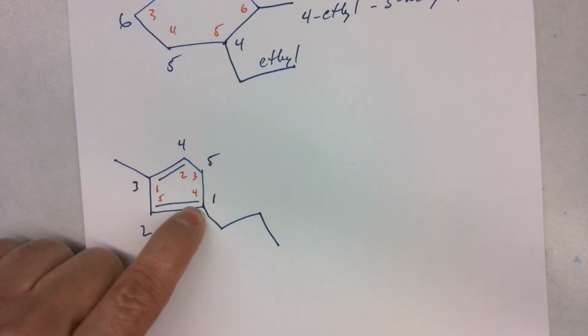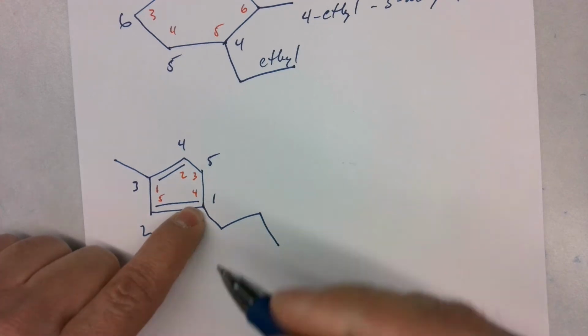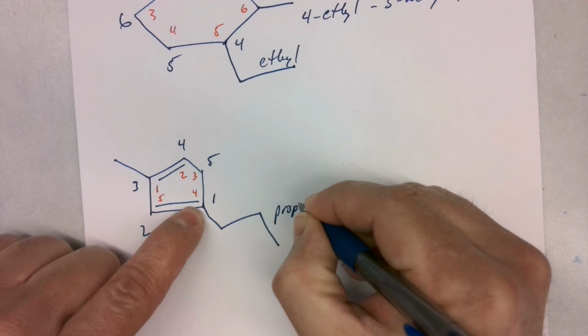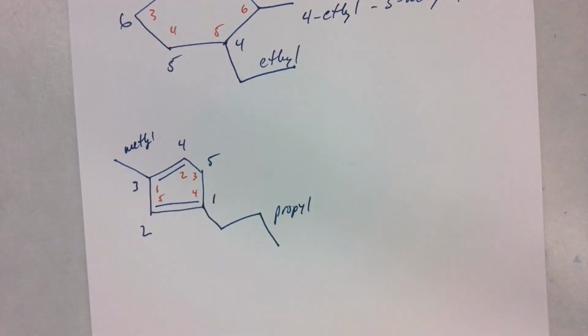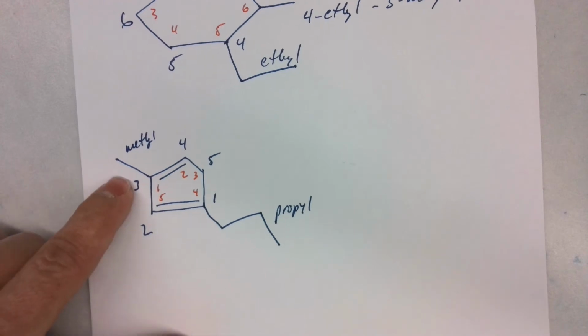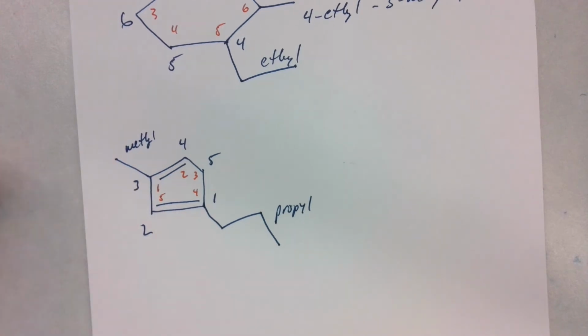Some rules. Does that make sense? Yeah. Okay, but you're right because this is a propyl and this is a methyl. If the sum was the same, then I would have started here. But because the sum is different, the sum is going to take precedence. Does that answer that question?